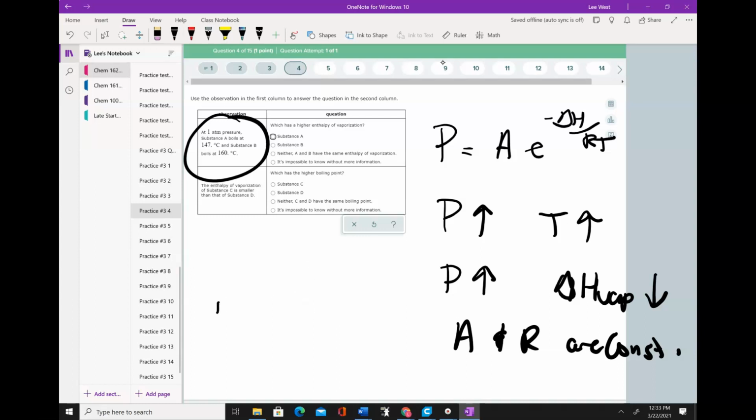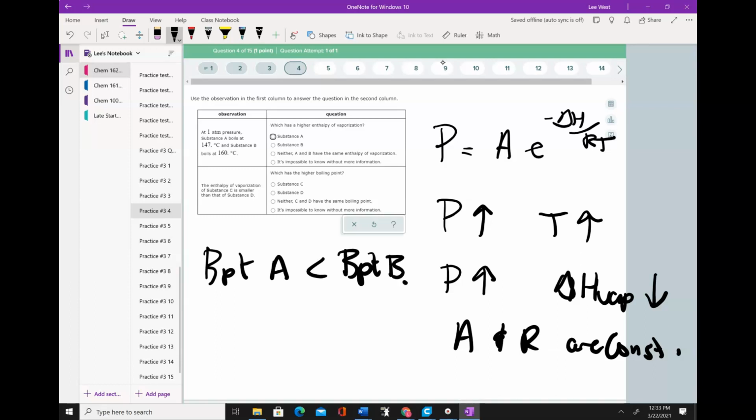Okay, and that's important, right? So it's just the temperature when the vapor pressure equals 1 atmosphere that we call the normal boiling point. So it says at 1 atmosphere, substance A boils at 147 degrees and substance B boils at 160 degrees. So the boiling point of A is less than the boiling point of B. So then it says, which has a higher enthalpy of vaporization?